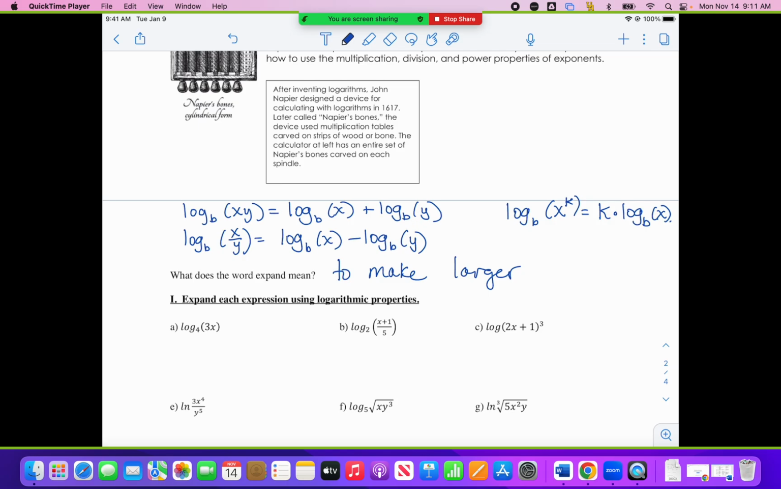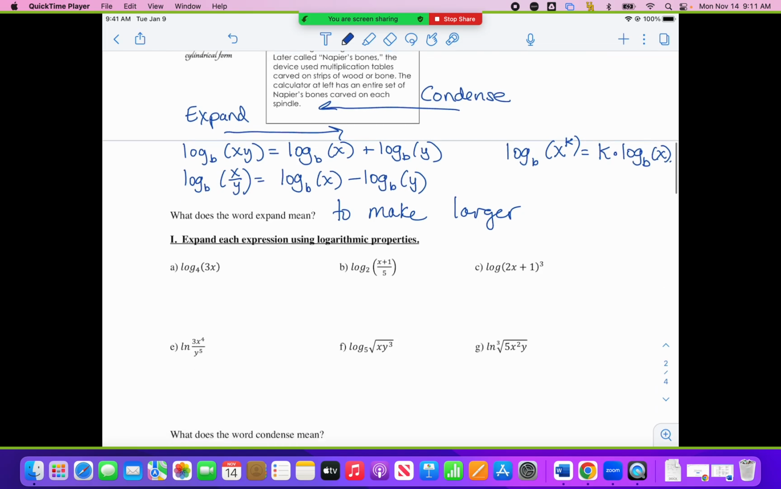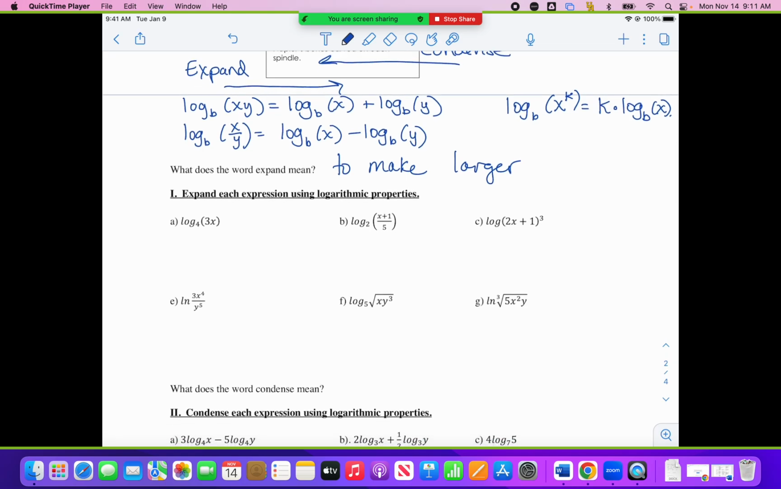So what we're going to do today is we're going to look at expanding. Expanding means going from the left to the right. Do you see that means make it bigger? And then we're going to condense. And the word condense means we're going to start on the right side and move left. And again, we're going to introduce it today, and then we're going to press pause and just work on them tomorrow. So in Roman numeral 1, it says expand.